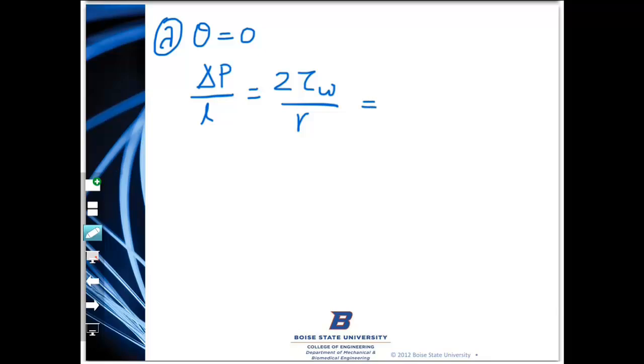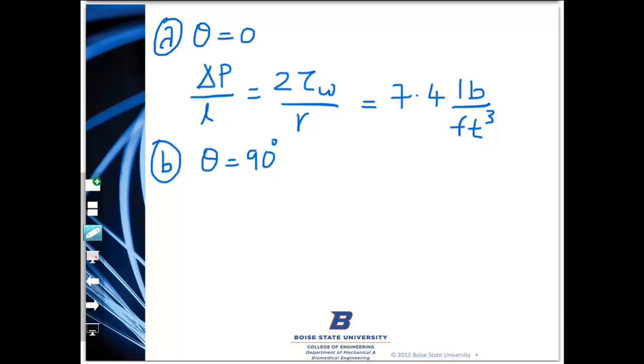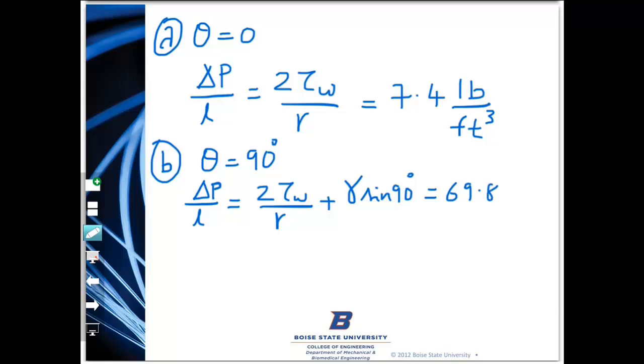If you do the math here, you should get 7.4 pound per cubic feet. Okay, and similarly for part B, theta will be 90 degrees, right? So delta P over L will be 2 tau wall over R plus gamma sine 90. If you simplify this, you get 69.8 pound per cubic feet.